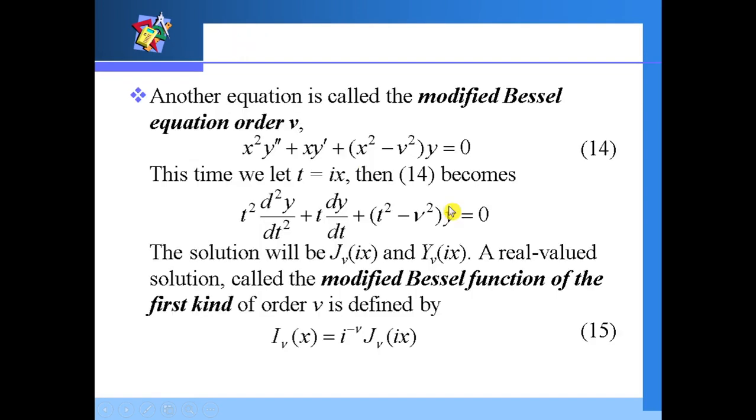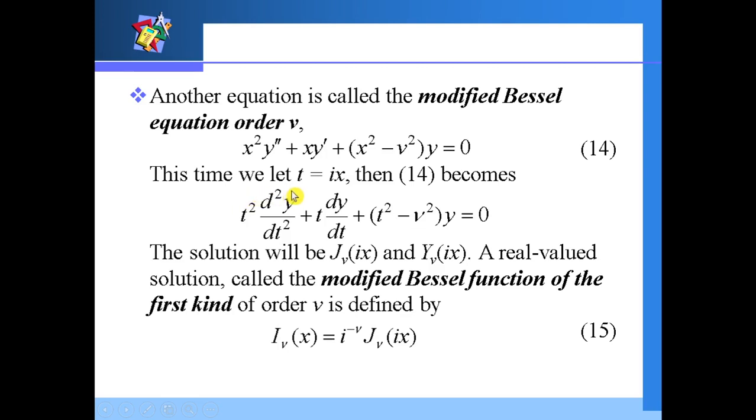Okay, here another equation is called the modified Bessel equation of order v: x squared y double prime plus x y prime plus (x squared minus v squared) y is equal to 0. This is the Bessel equation of the second kind. This is the first Bessel equation. We learned it on the first page of this PPT presentation.